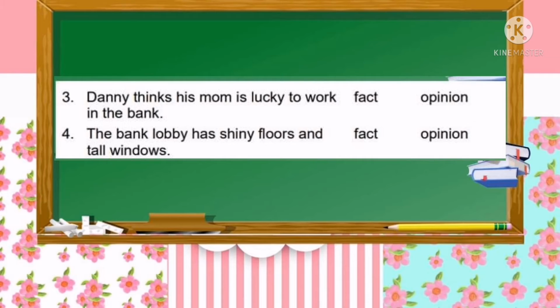Let's analyze. Danny thinks his mom is lucky to work in the bank. You got it right. It is an opinion. The bank lobby has shiny floors and tall windows. Yes, it is a fact. Very good.